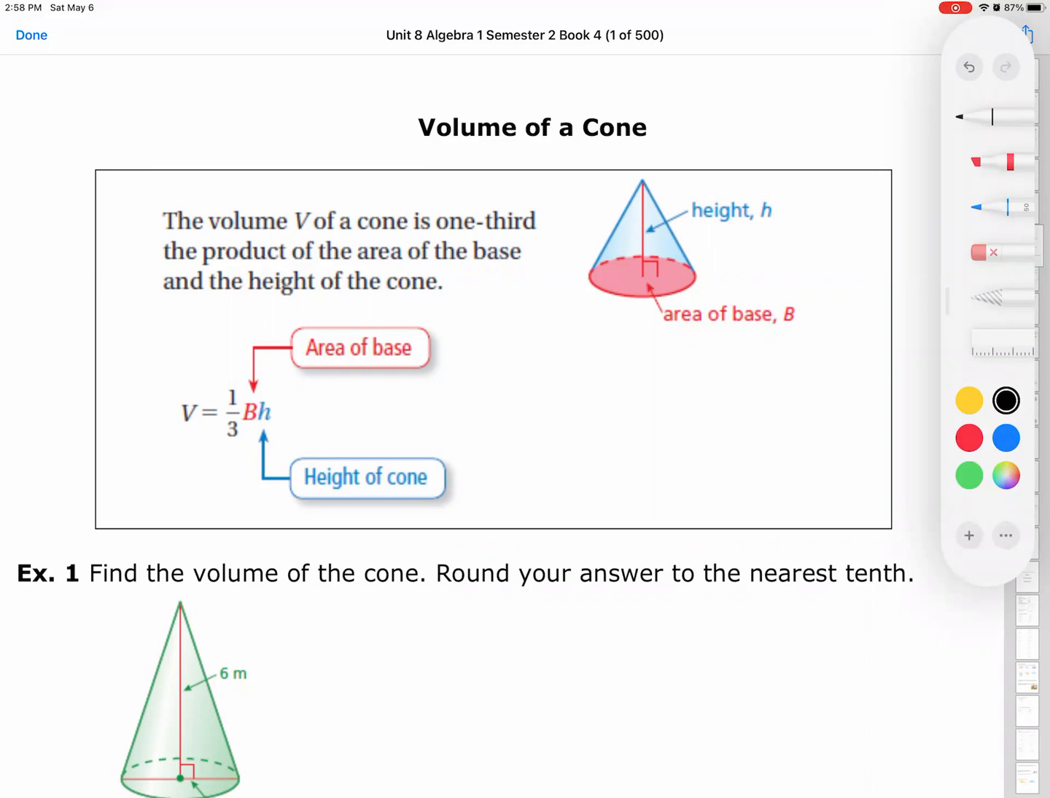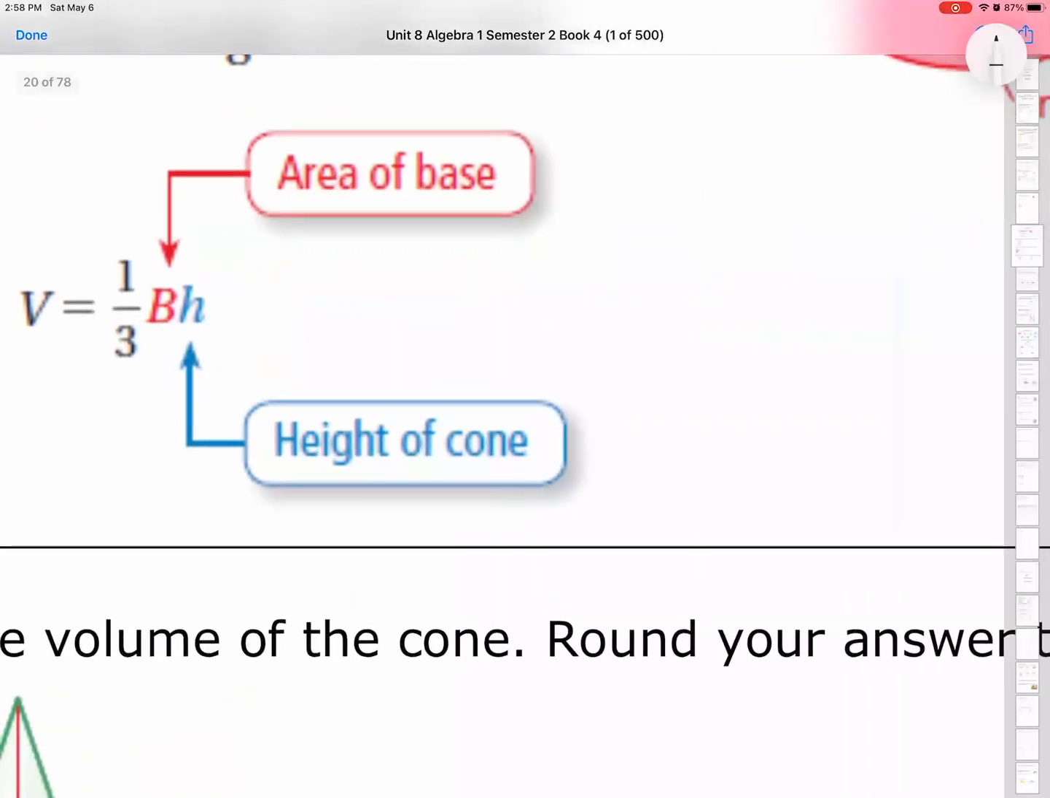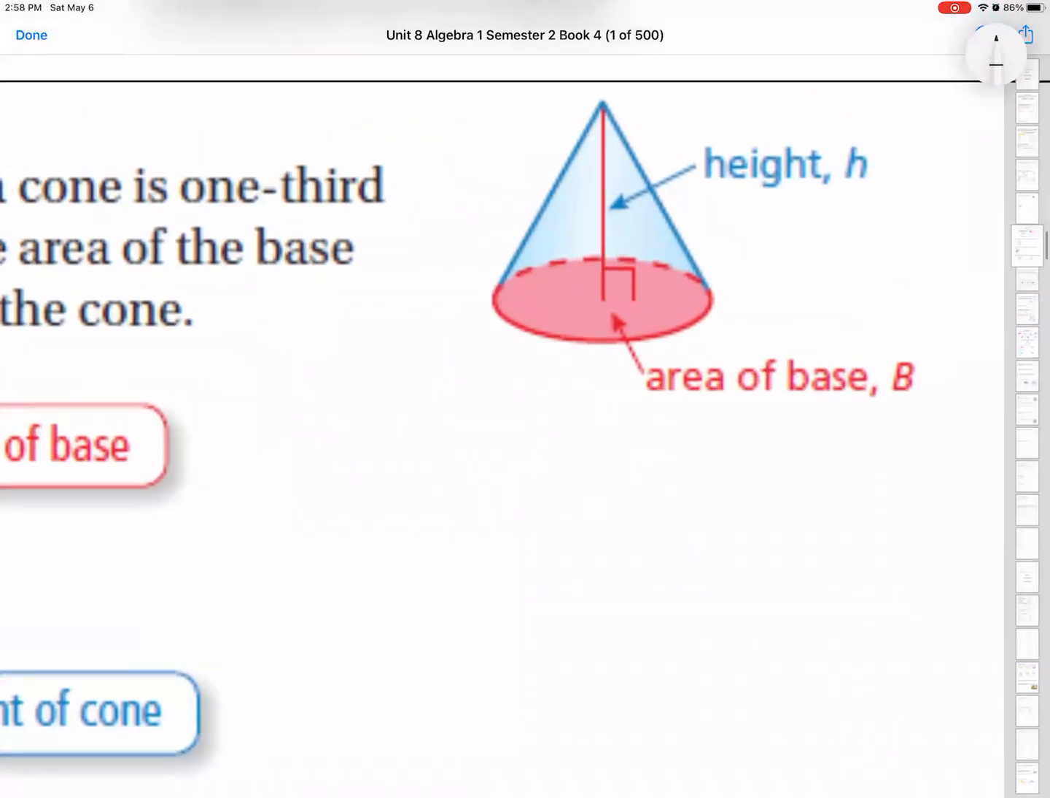As we look at a cone, we notice that it follows the same trend for volume: base times height. Looking at our base, we're just working with that circle, so that would represent our base. The area for that circle is, again, pi r squared, much like the cylinder, and then times height.